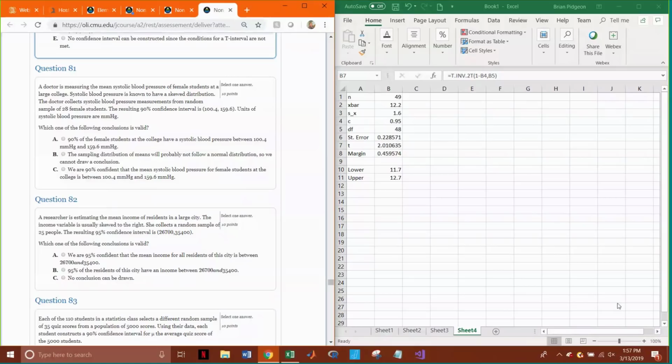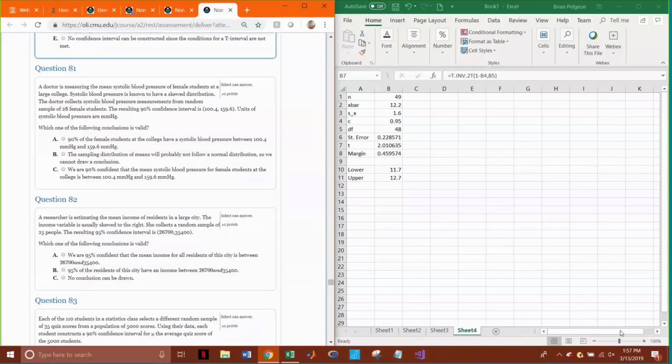Well, we have to look at the fact that it says that the distribution is skewed. And since it's skewed and our sample size is not 30 or more, the sampling distribution will not follow a normal distribution. So we can't make any conclusions.